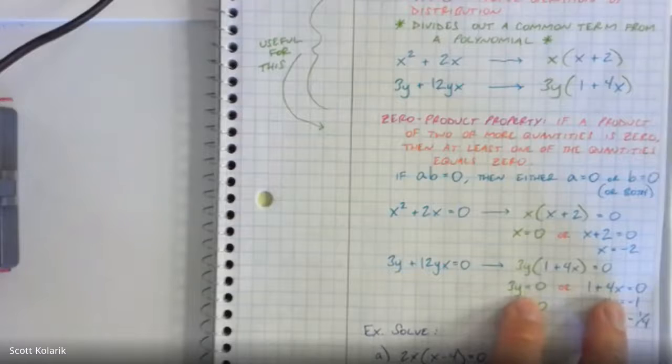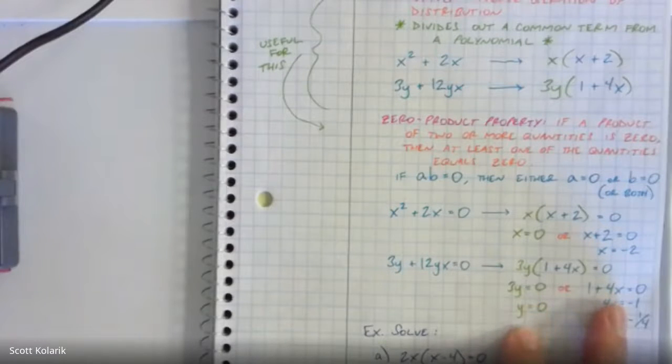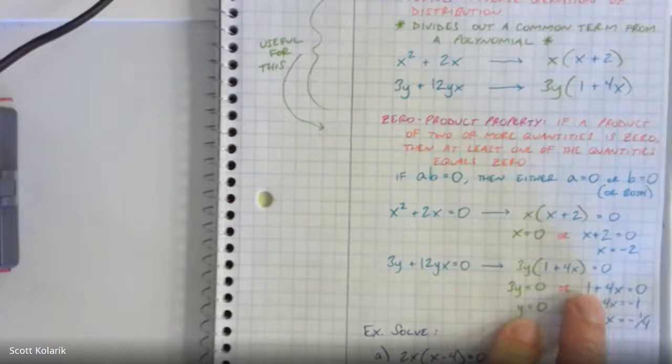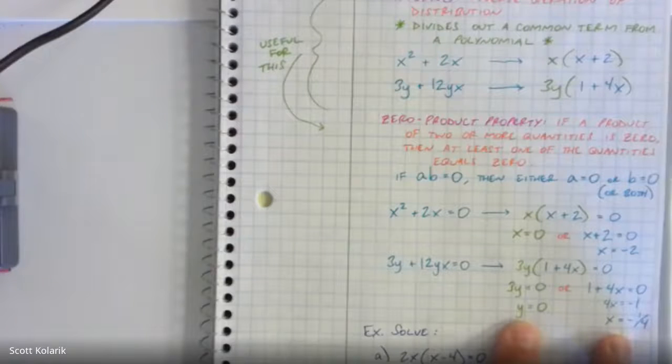So for instance here, to get y by itself, I would divide both sides by 3. 0 divided by 3 is still 0. So y equals 0. On this one, to get x by itself, I'd first move this positive 1 by subtraction. So I'd get 4x equals negative 1. And then I need to move the 4 by division. So I would get x equals negative 1 over 4, or negative 1/4. So I'd have y equals 0, x equals negative 1/4.